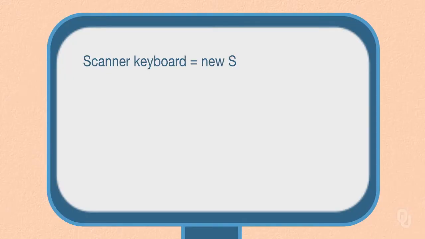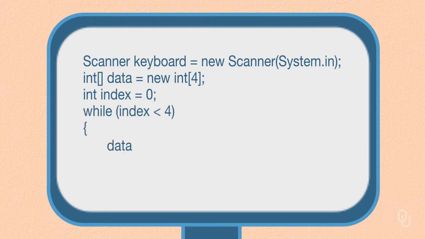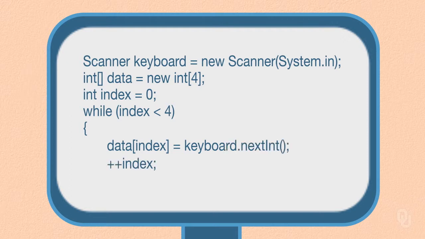Arrays are often processed using loops. Let's read the contents of a 4-element array of ints from the keyboard. Scanner keyboard equals new Scanner(System.in); int[] data equals new int[4]; int index equals 0; while index less than 4, data[index] equals keyboard.nextInt(); ++index.